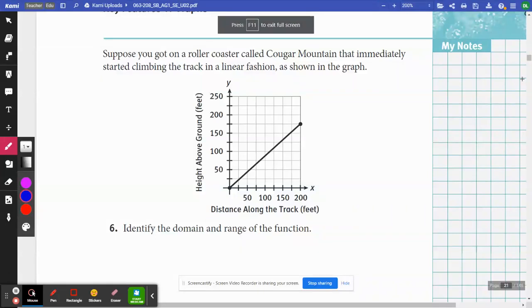All right, so picking up on lesson 6-1, picking up on number 10. It says, suppose you got a roller coaster called Cougar Mountain that immediately started to climb a track in a linear fashion as shown. So we have our graph here, and a lot like our graph that we already had, we start kind of noticing our things, right?